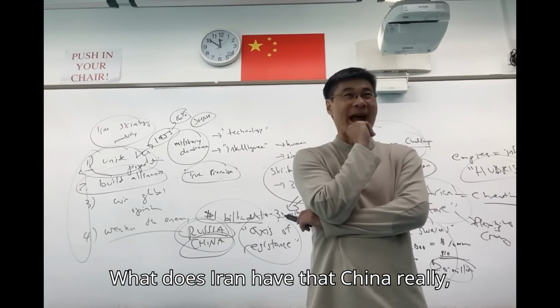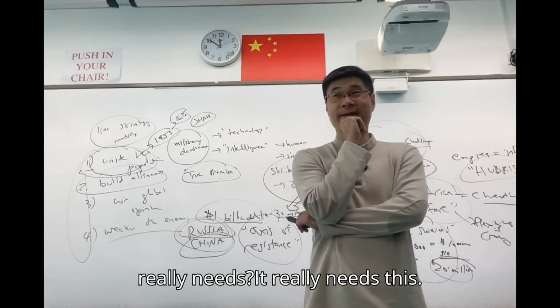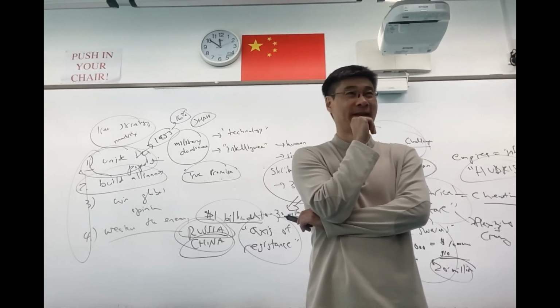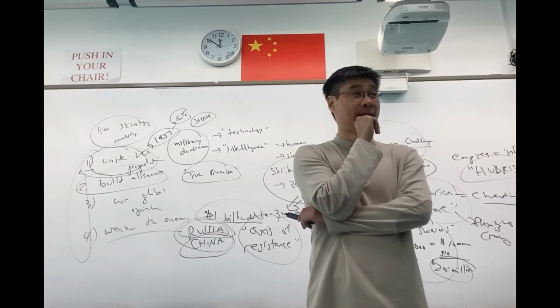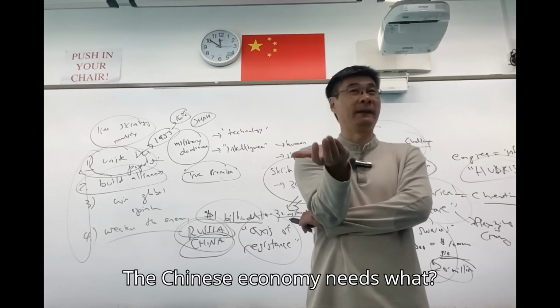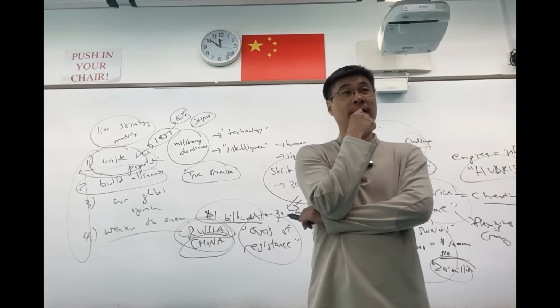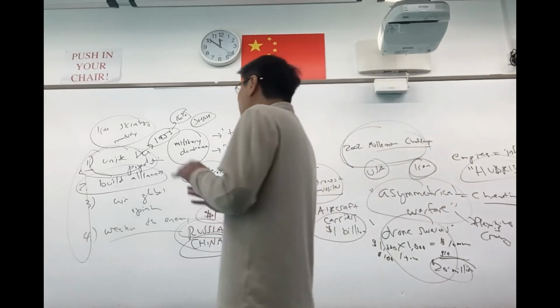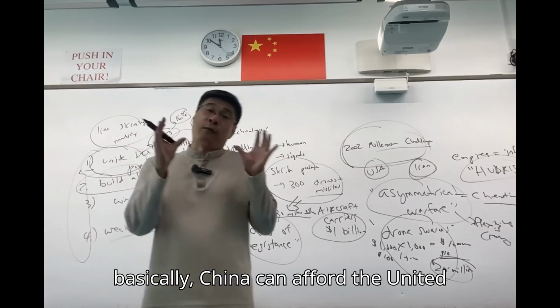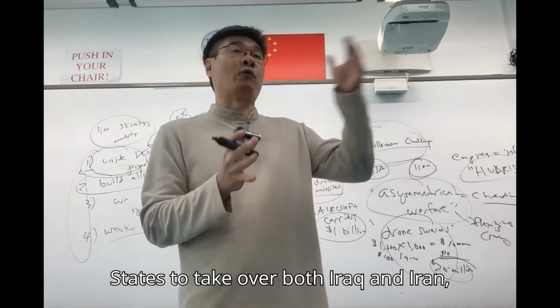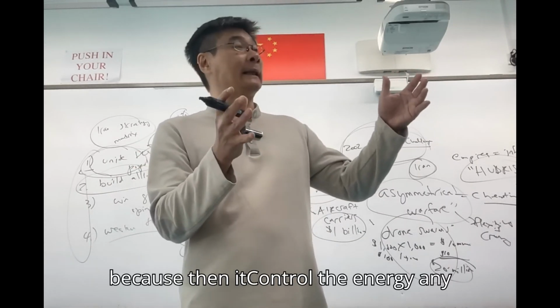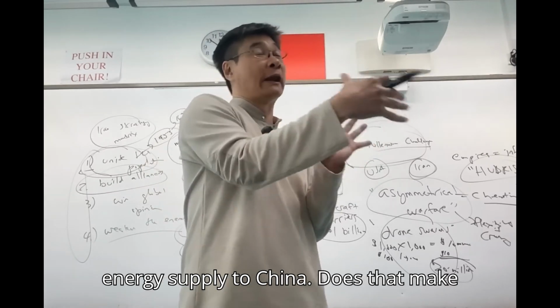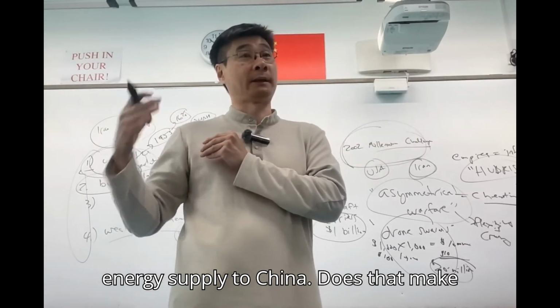What does Iran have that China really, really needs? It really needs this. The Chinese economy needs what? Oil, right? So basically, China can afford for the United States to take over both Iraq and Iran because then it can control the energy supply to China. Okay, does that make sense?